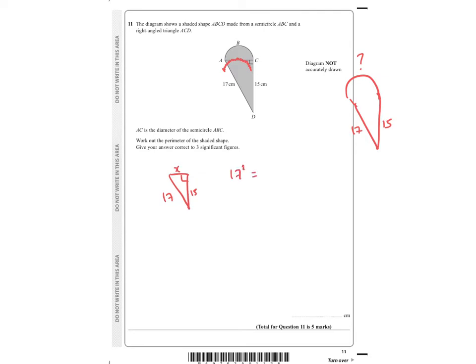So 17 squared equals 15 squared plus x squared. 17 squared minus 15 squared equals x squared. So 17 squared minus 15 squared, I'm going to get the square root of 64 equals x. So plus or minus 8 equals x. Now because it's a length, we reject the negative because we cannot have a negative length. And we get x equals 8. So our diameter is in fact 8.